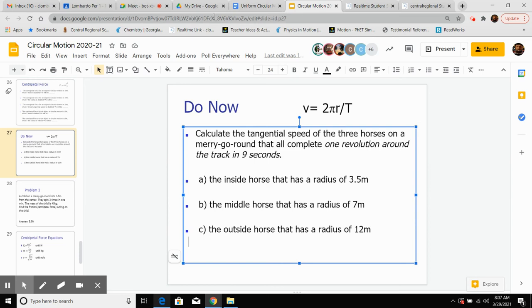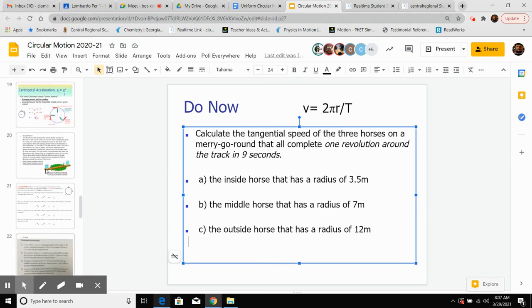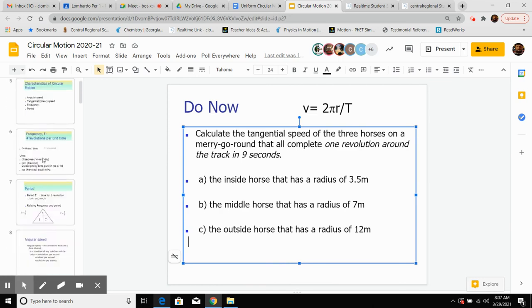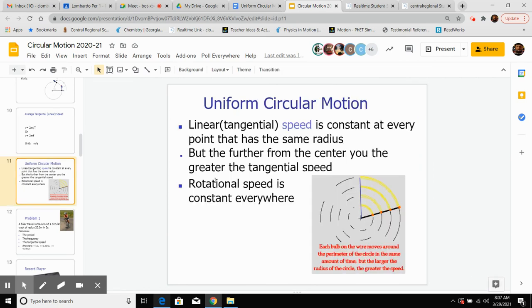So you should see that as you are getting farther away, you have to basically move at a faster speed in order to keep up and stay on that path. If I look at the overhead view, the guy on the outside needs to move at a faster speed in order to stay in line with the other horses.